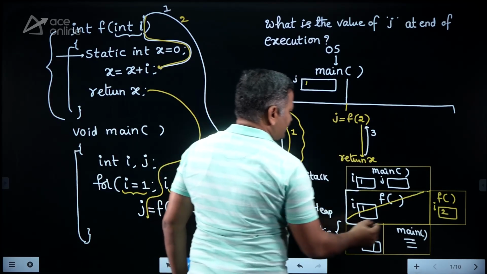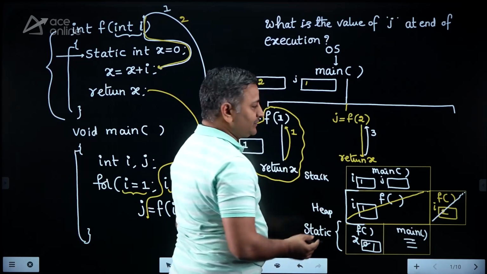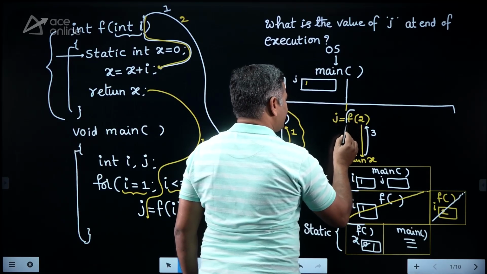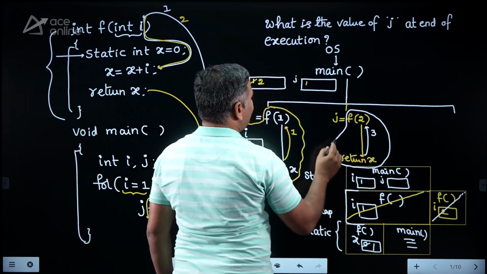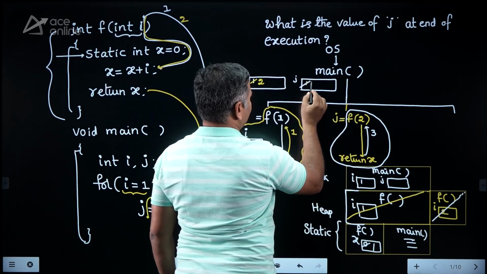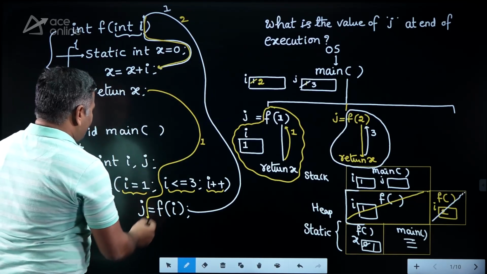So, the moment it returns the x value, this activation record also gets deleted. It is no longer available. Right, friends? Okay. So, after deleting, we can remove this one. Then the 3 will be copied into j. So, j is equal to 3. Right? j is equal to 3. Afterwards, control came back to here.